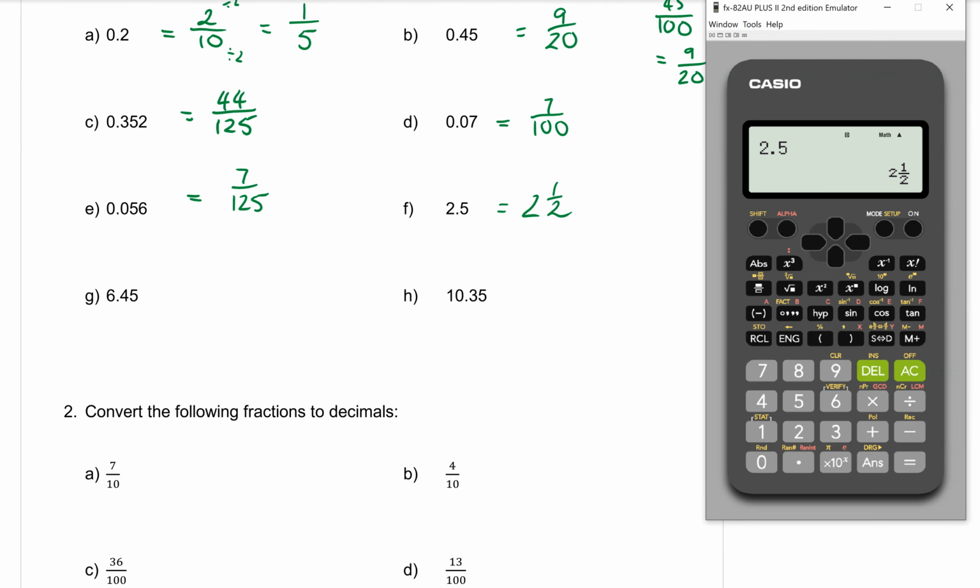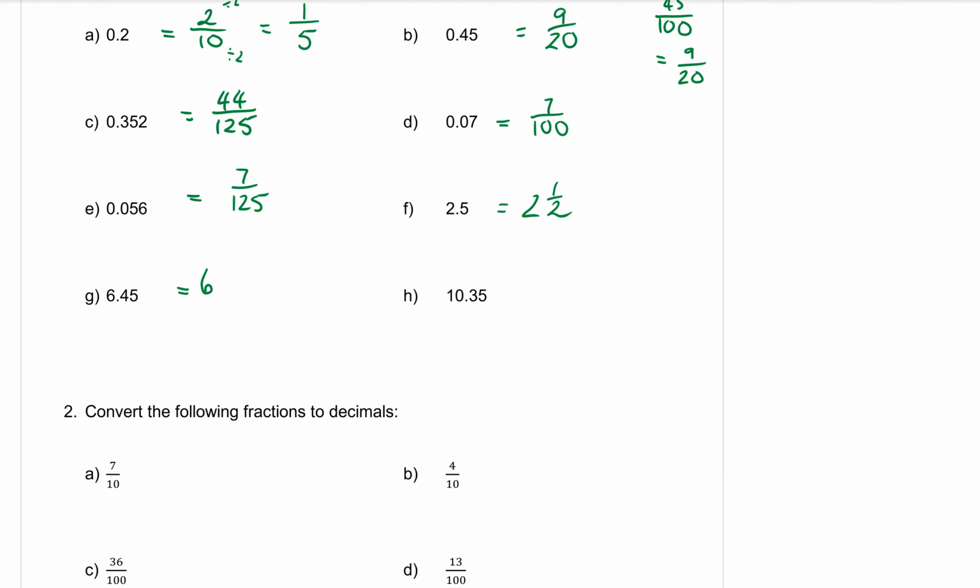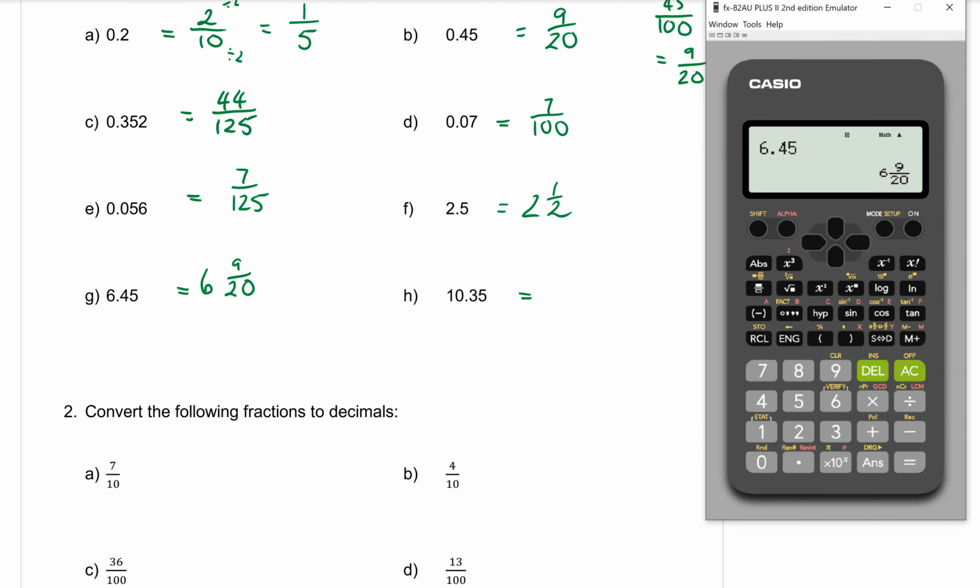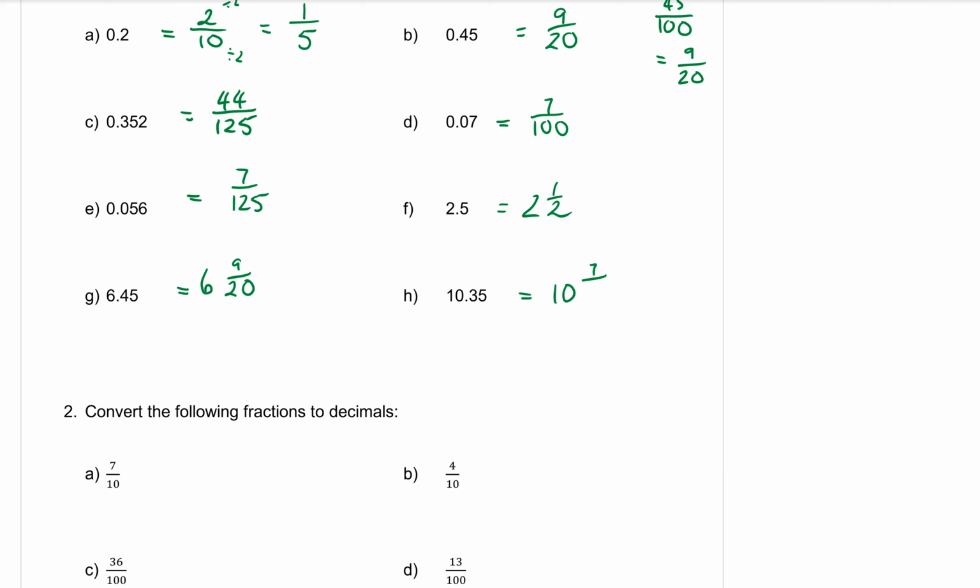Next one, 6.45. Press the equals. SD turns it into improper. So I'm going to have to go Shift SD for my mixed numeral. 6 and 9 over 20. Do you have to put it in the... Yeah, you should. And one more, 10.35 equals, and then Shift SD to turn it into the mixed numeral. Okay, so that is going from decimals to fractions.